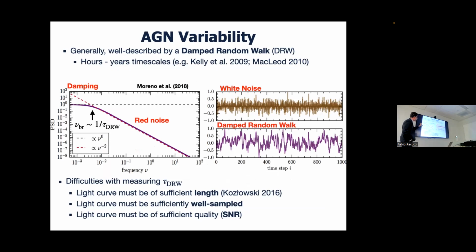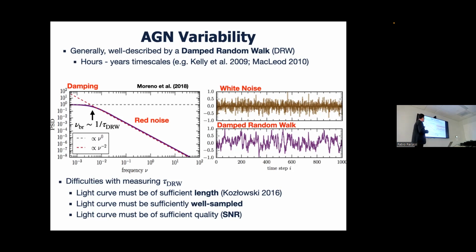So just focus on this plot here. These are simulated light curves on the right. The top light curve is just pure white noise, and the bottom light curve is a red noise process called a damped random walk, which is the simplest model of AGN variability that I mentioned earlier, where you just have two parameters, a time scale and an amplitude.